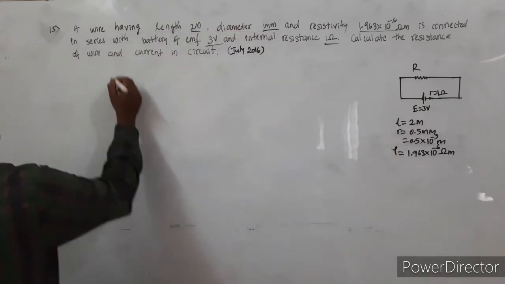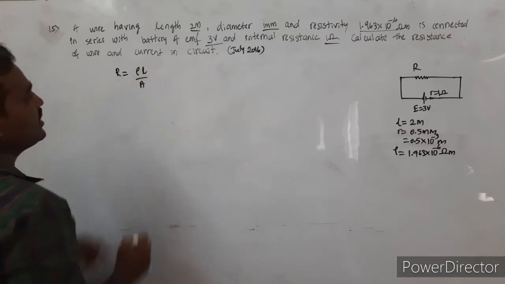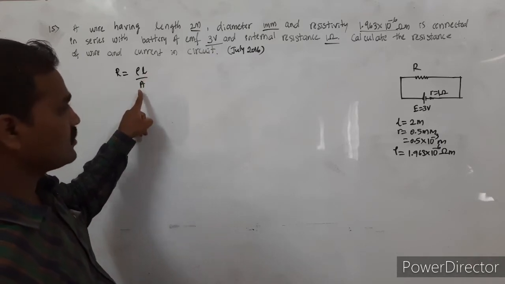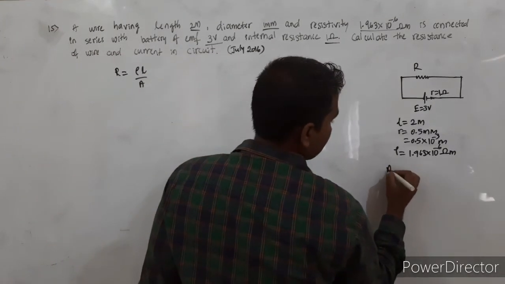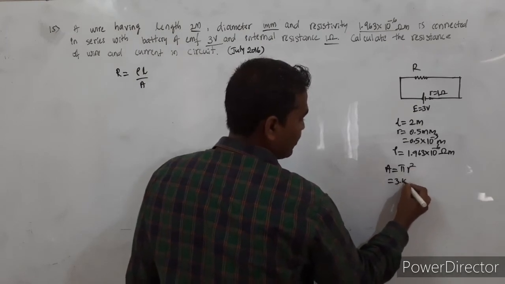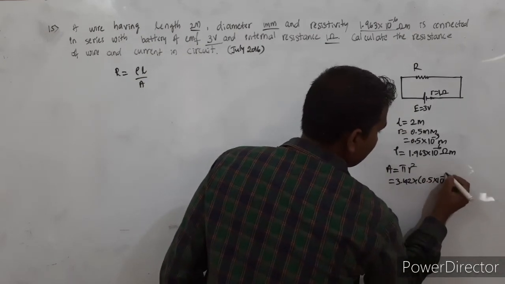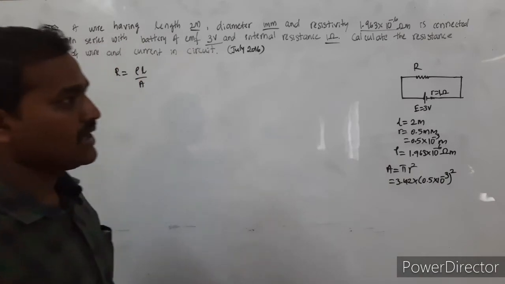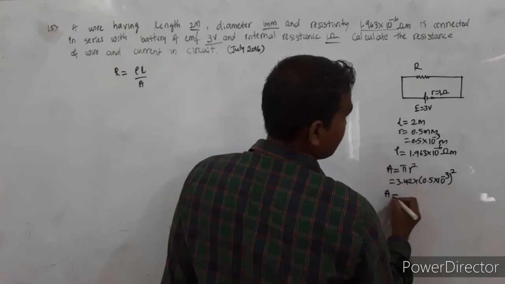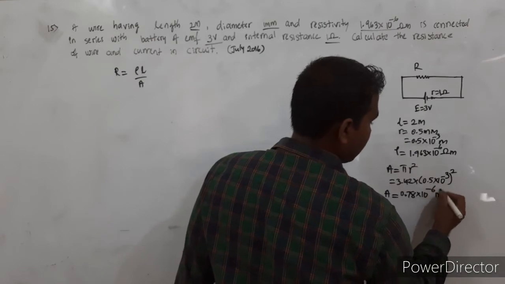We know the resistance of any wire is R equal to rho into L divided by A, where rho is resistivity of the material, L is length and A is area of the wire. So first we shall find the cross sectional area of the wire. That is pi R square, equal to 3.142 into 0.5 into 10 to the power of minus 3 whole square. If we simplify this, we get the area equal to 0.78 into 10 to the power of minus 6 meter square.